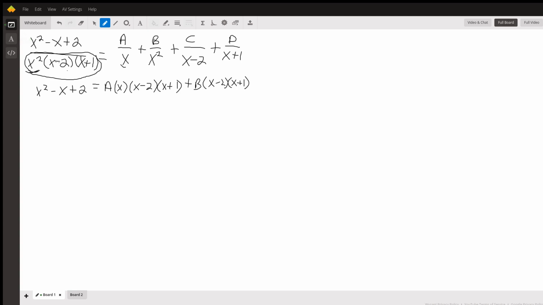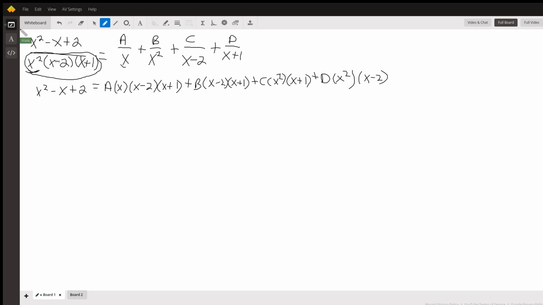C, the x minus 2 will cancel out, so it's C times x squared times (x plus 1). And with the D, the x plus 1 will cancel out. It's D times x squared times (x minus 2). I'm trying to write it somewhat small so it all fits. So D times x squared times (x minus 2).